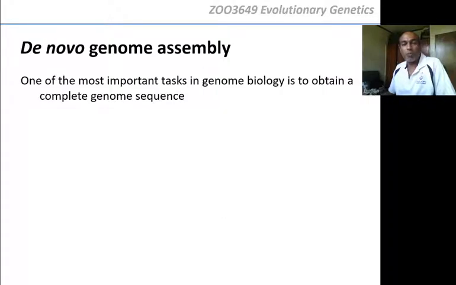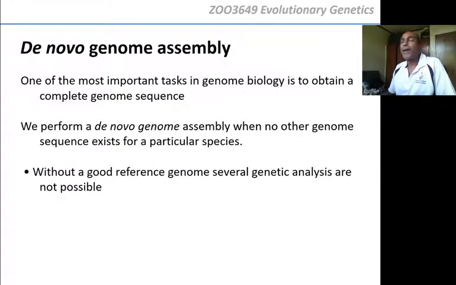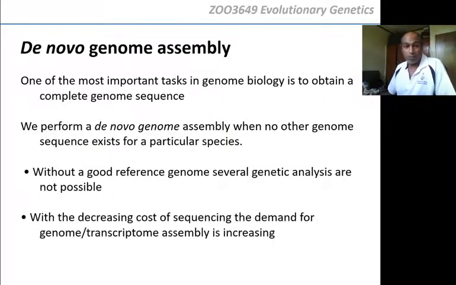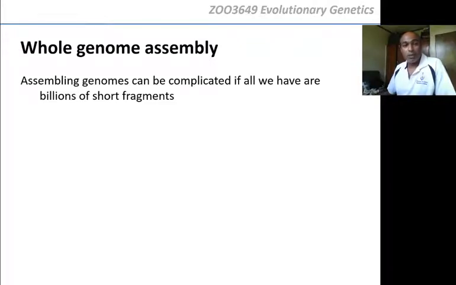So this is one of the most important tasks in biology: to assemble a genome when nothing else exists. If you don't have a good reference, many things are not possible. You can't sequence second, third, fourth, and other genomes cheaply, for example. And with the decreasing costs of sequencing and the increasing demand for genomes and transcriptomes, this is bound to be a huge technology in the future.